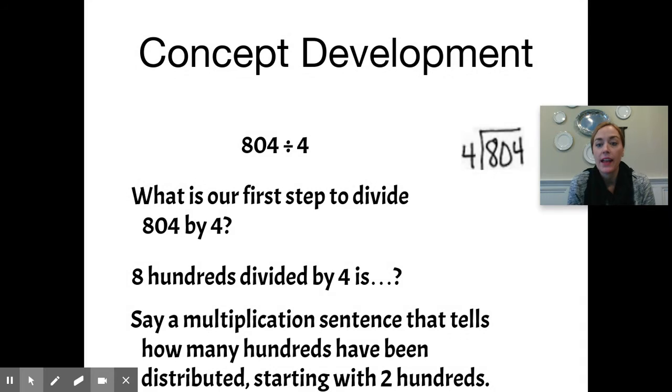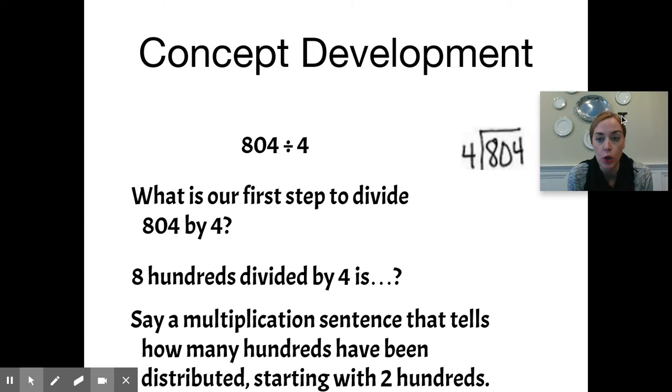All right, so let's go ahead and get started, and let's talk about 804 divided by 4. What would be our first step to divide 804 by 4? Here you can see I've laid it out in standard algorithm form for you. We would want to start in our hundreds place. And remember, we're going to do our "Does McDonald's Serve Cheeseburgers": division, multiplication, subtraction, and then we're going to check and bring down.